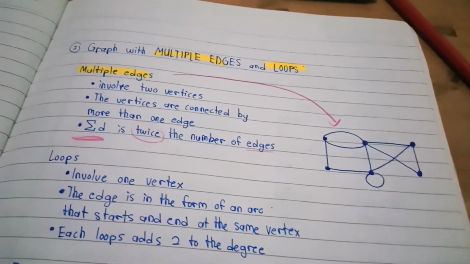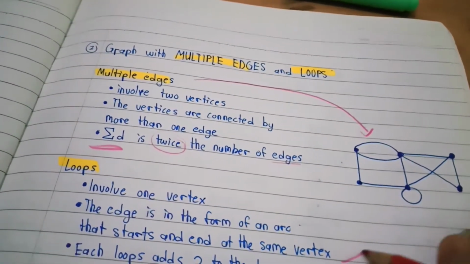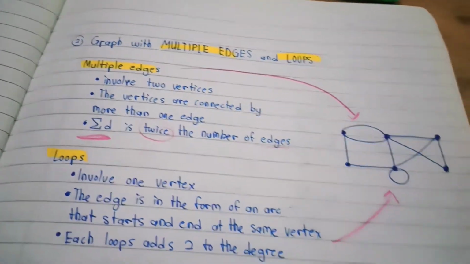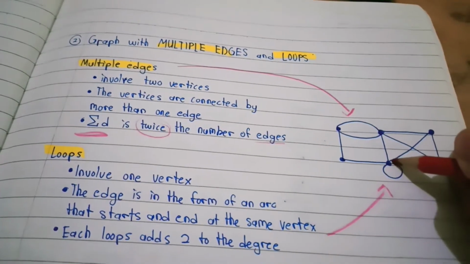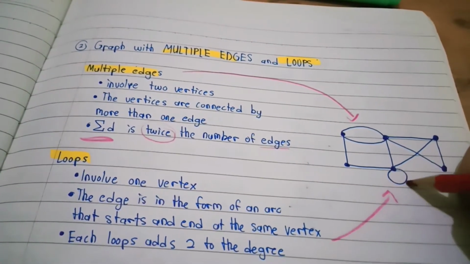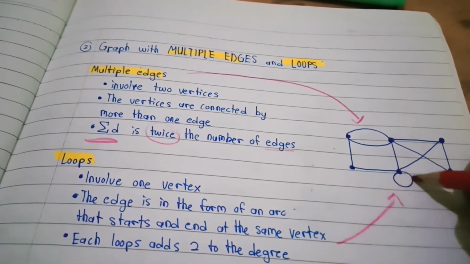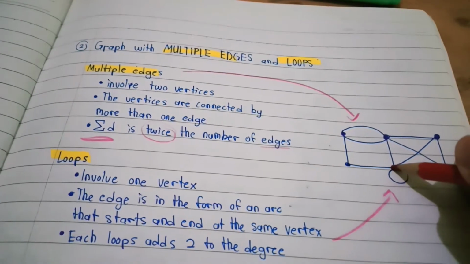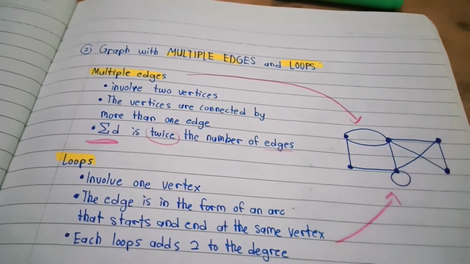Next, loops. As you can see here, this is the loop. And loops only involve one vertex. The edge is in the form of an arc that starts and ends at the same vertex. So each loop adds 2 to the degree.